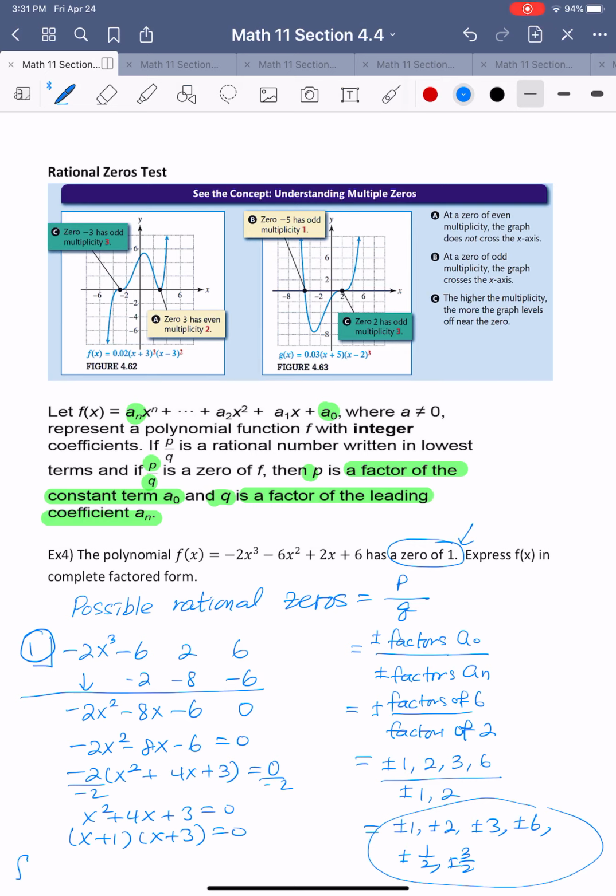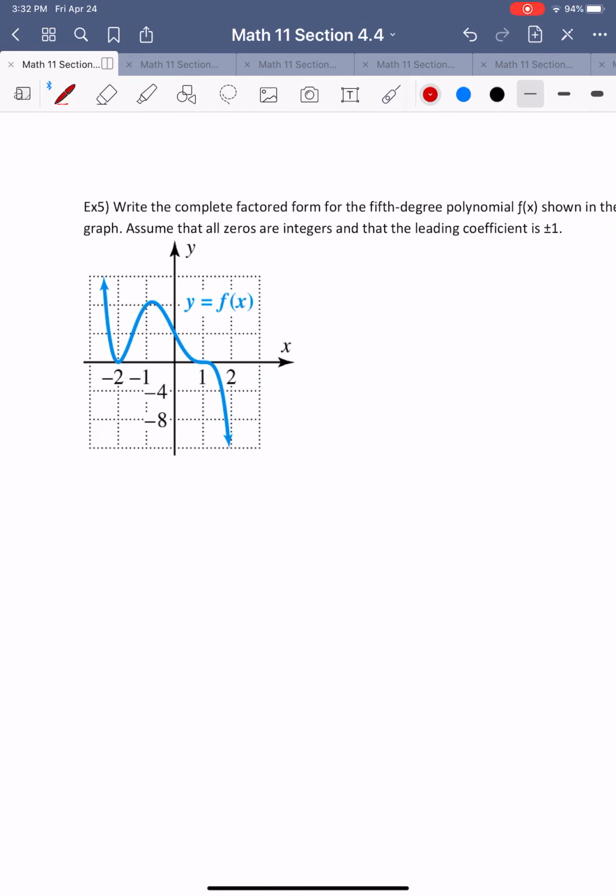If you want to write the factored form, you have to say leading coefficient -2, times x minus 1, the zero from the given, and then x plus 1 and x plus 3. So let's see. Is there a 1 here? Oh, yes, it is, right? Is there a -1 here? Yes, it is. Is there a -3 here? Yes, it is. See that? So everything that becomes a rational zero is also from the possible rational zeros. All right, next problem.